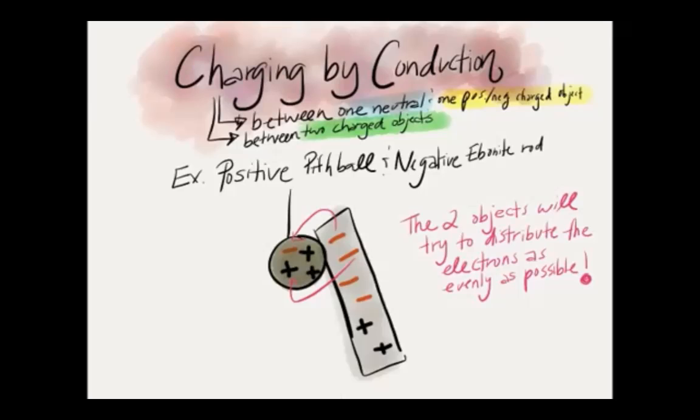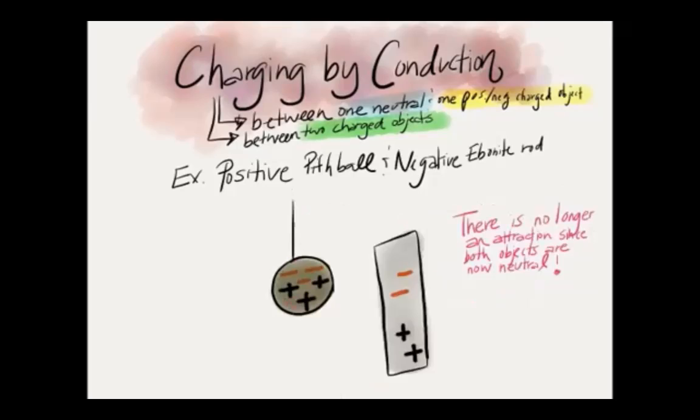and this will occur until the charges are distributed as evenly as possible. And what you're going to be left with are two objects that are neutral that no longer have an attraction with each other.